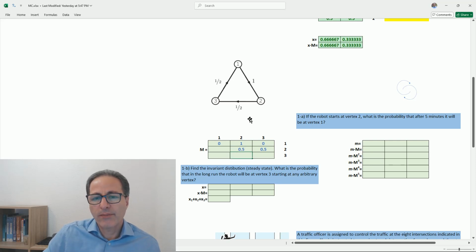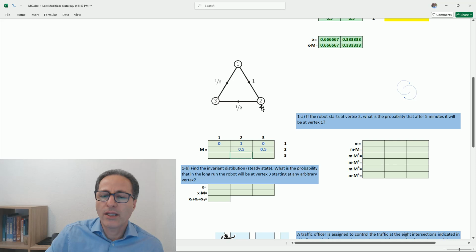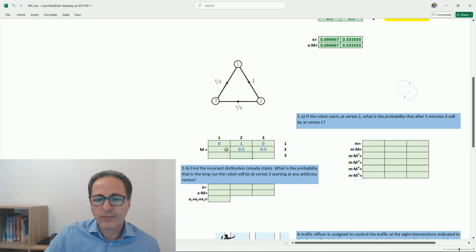It means that with 50% probability, it may move to 3, or for the next minute, it will stay at 2 again. Again, another minute, it may again stay with 50% or move to 3. For sure, it's not going to move to 1, probability 0. If it's in 3, with probability 1/2, it goes to 1. So here we have 1/2.